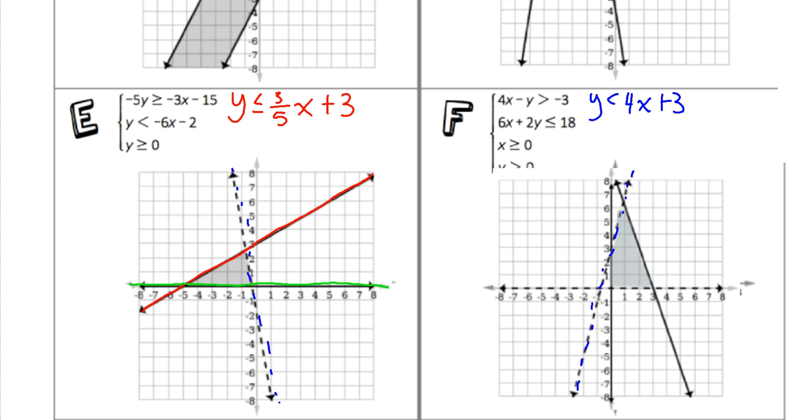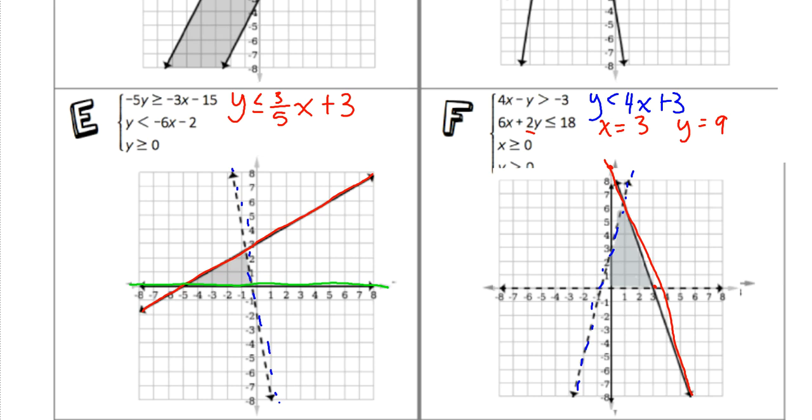The second one, this one, pretty easy to find your x and y intercepts here. Your x-intercept would be 3. Your y-intercept would be 9. So I can see those points on my graph here. It's less than or equal to, so it's going to be a solid line, and we are shading below it.